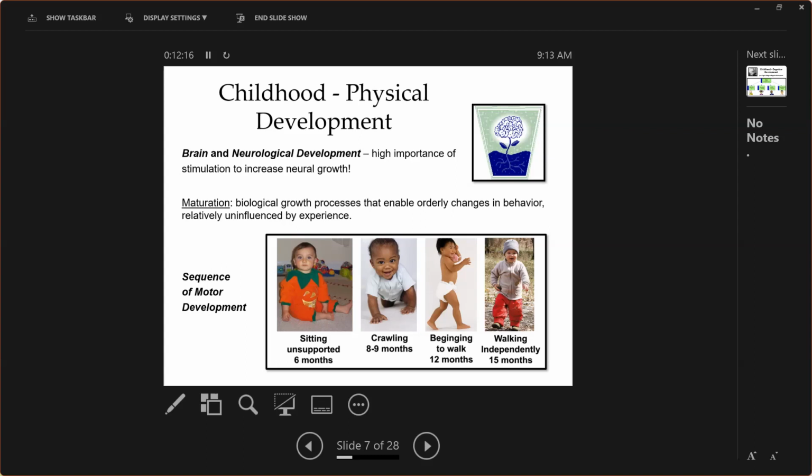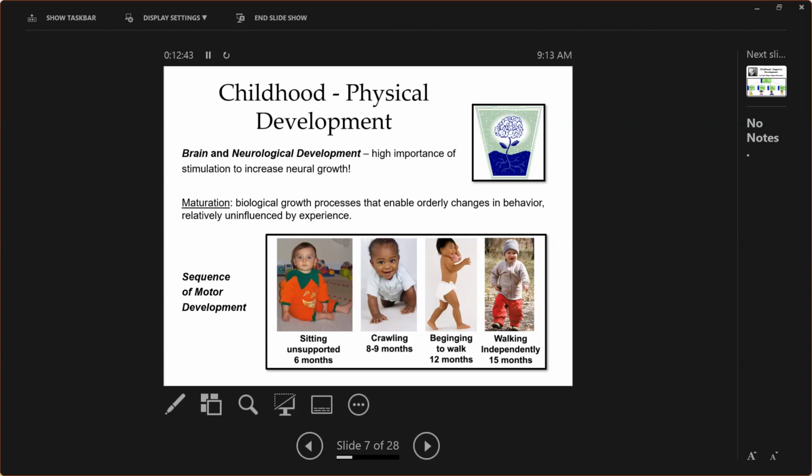But somewhere around 8 to 9 months or so, babies start to crawl. They explore the world through a crawling behavior. Somewhere around 12 months, they begin to walk. And they start off with something called cruising. Oftentimes they'll hold on to a table and roll around it all the way around. And then eventually they start to take their first steps. And again, somewhere around 15 months, they can typically walk independently.